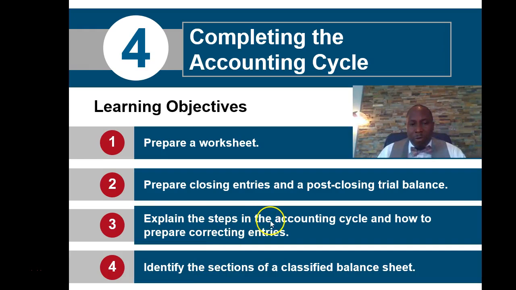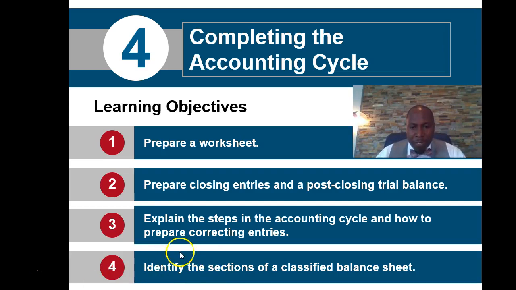Next, we're going to review the different steps of the accounting cycle, from journalizing transactions, posting to the ledger accounts, preparing adjusting entries, preparing financial statements, closing out the accounting records at the end of the accounting period. We'll also focus on, when necessary, how we do what's known as a correcting journal entry.